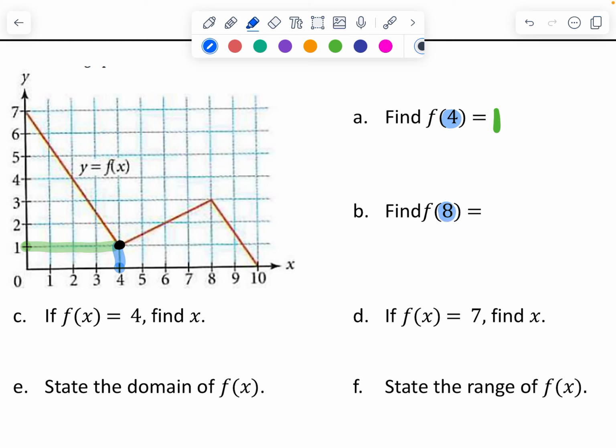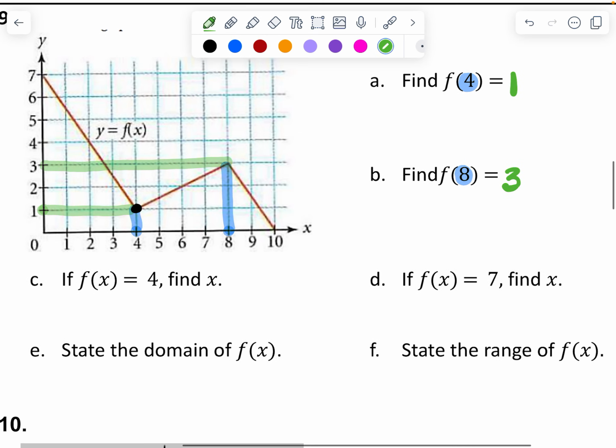Find f of 8, where x equals 8. That lines up with 3 on the y-axis. When the input is 8, the output is 3.